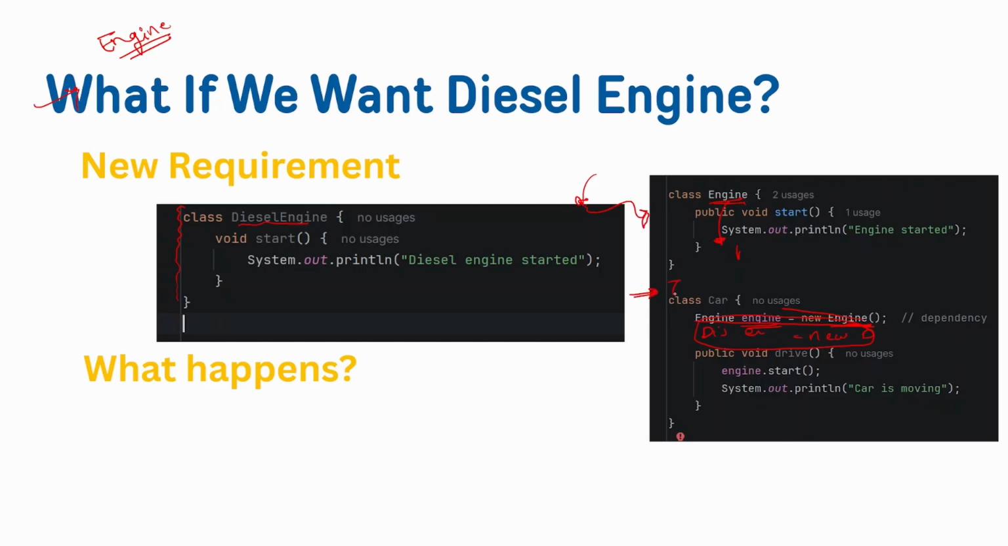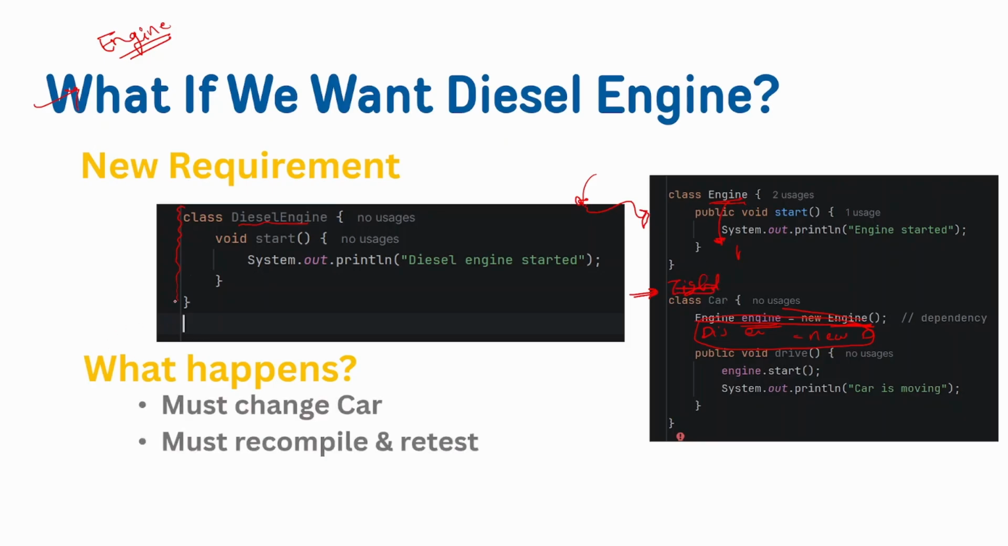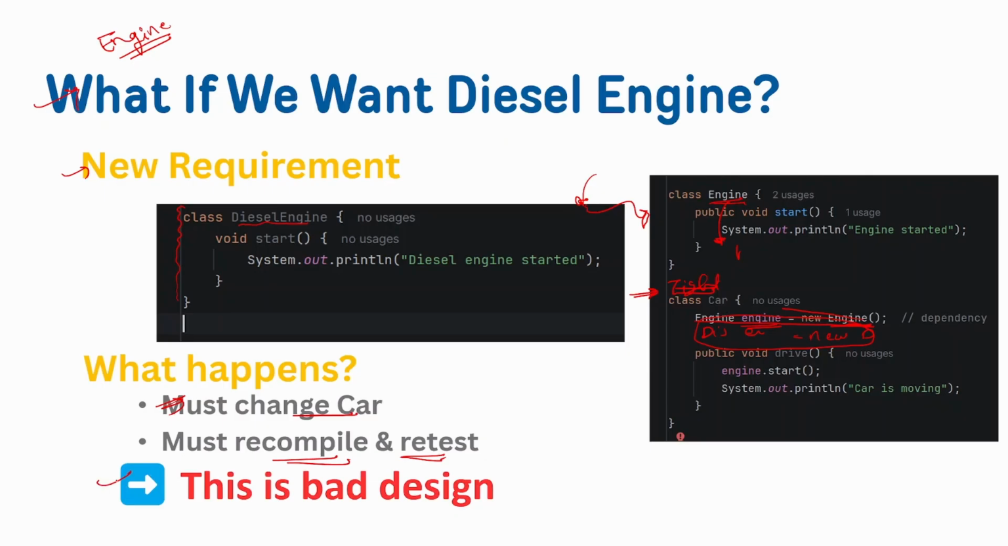So this is an example of tight coupling, and this is a very undesirable design pattern. You can see that if we change the engine to the diesel engine, then we must change the car class also, and must recompile and retest it. So this is a very bad design. Tight coupling leads to a very bad design, because if there is a change in one part of the code base, then this change spreads across the entire code base. Let's see it with the help of an example.